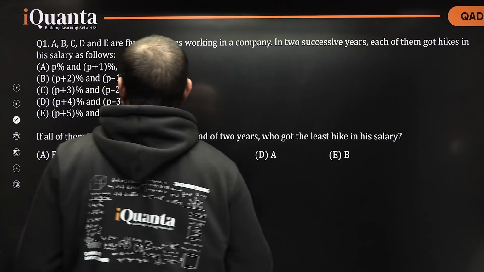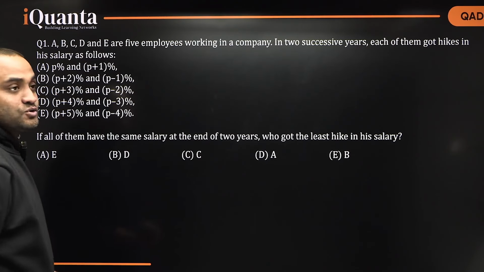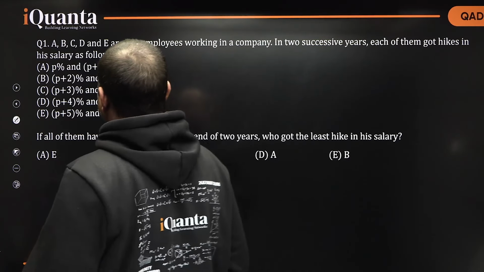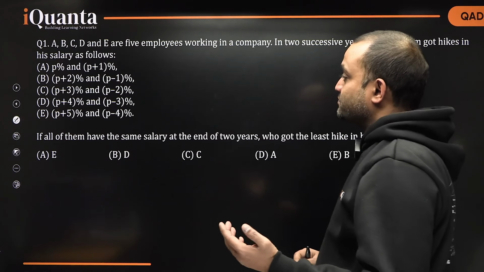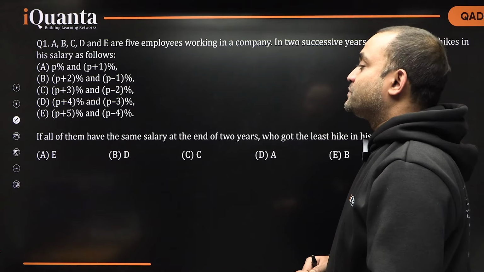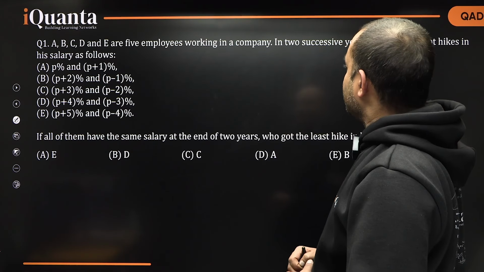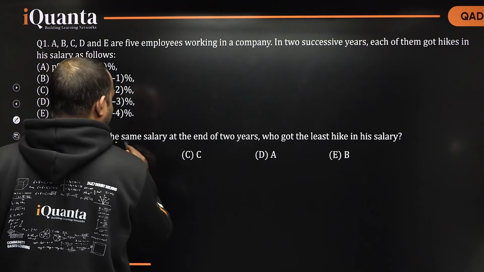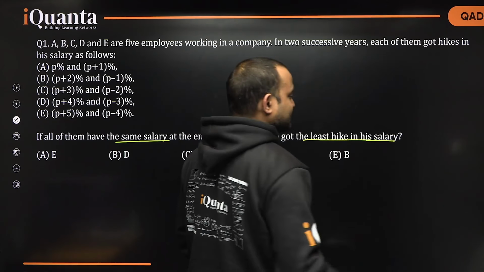A, B, C, D and E are 5 employees working in a company. In 2 successive years, each of them got hikes in his salary as follows: P plus 1, P plus 2, P minus 1%, P plus 3, P minus 2%, P plus 4, P minus 3%, P plus 5 and P minus 4%. Okay. So basically, now it says that if all of them have the same salary at the end of the 2 years, who got the least hike in his salary?